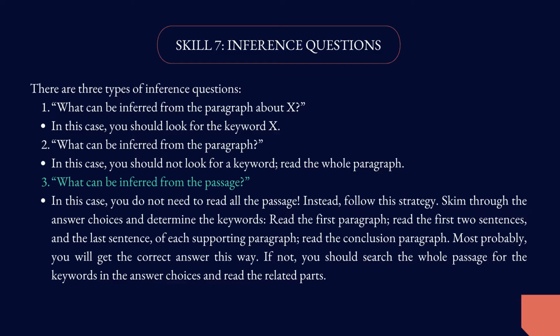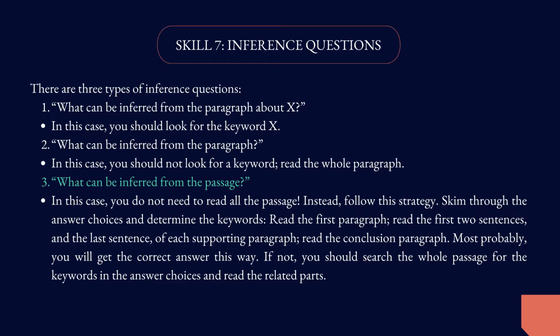Then read the first paragraph of the passage. Then read the first 2 sentences and the last sentence of each supporting paragraph. Then read the conclusion paragraph. Most probably you will get the correct answer this way. If not, and I'm going to break your heart here, you should search the whole passage for the keywords in the answer choices and read the related parts. So here we are doing reverse engineering.